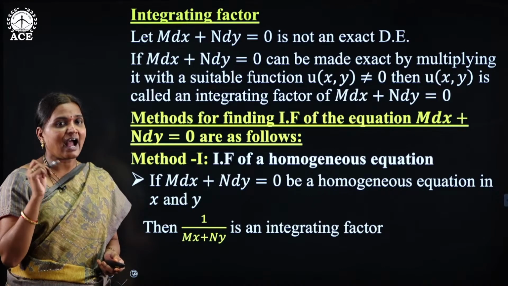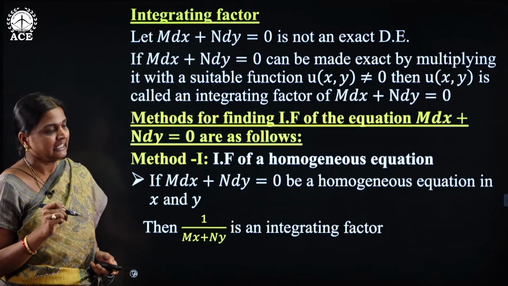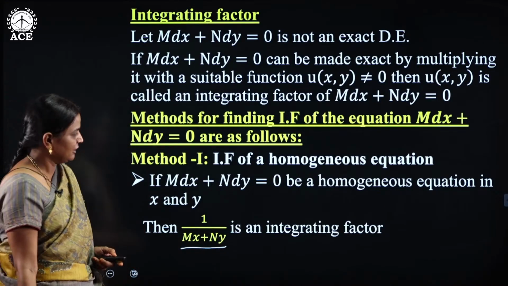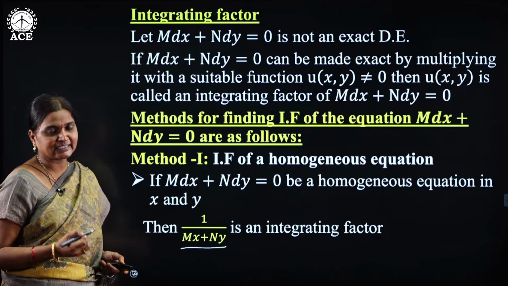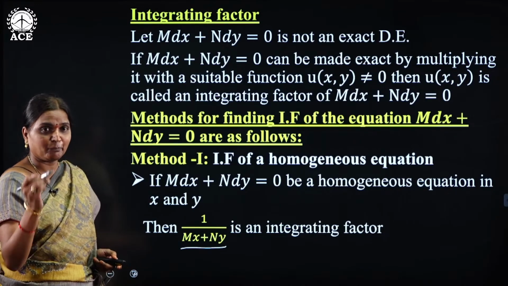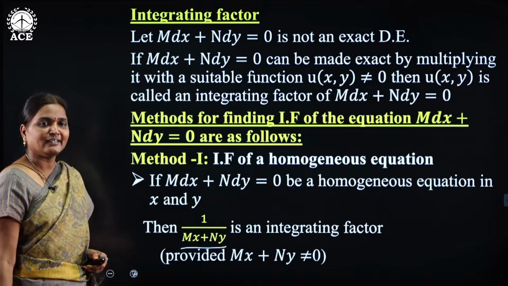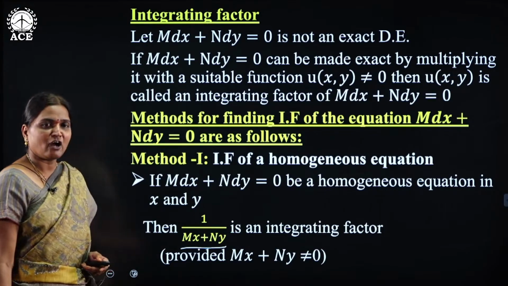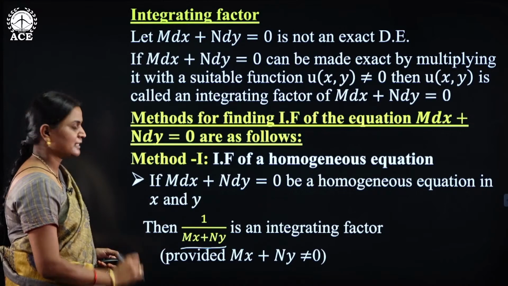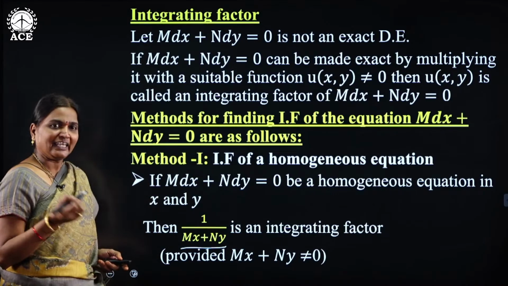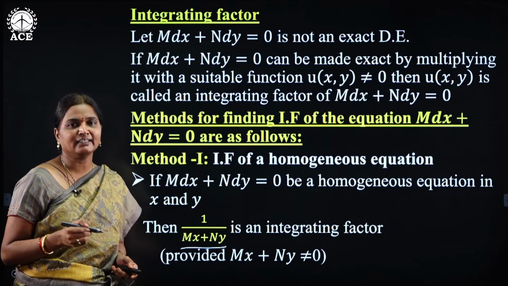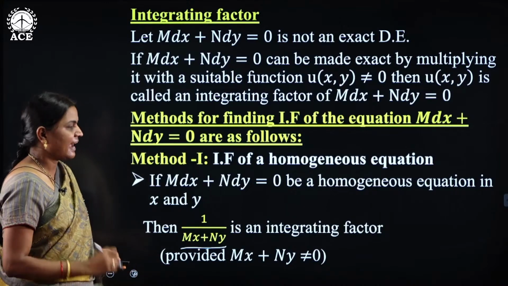What is the key point here? And is a homogeneous differential equation. This formula is applicable only for homogeneous differential equations, not for all. So if the given differential equation is non-exact and is homogeneous, then 1 by (Mx plus Ny) is an integrating factor, provided this denominator is non-zero. Mx plus Ny is not equal to 0. If it is equal to 0, the integrating factor does not exist. This is method 1. Again, if the given differential equation is non-exact and is homogeneous, then 1 by (Mx plus Ny) is an integrating factor.